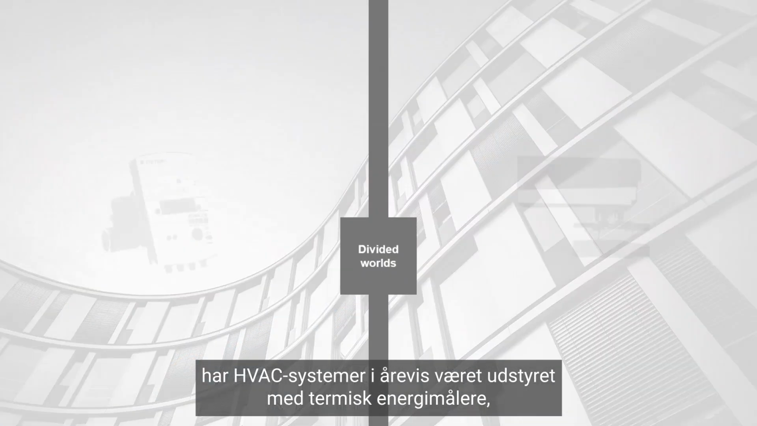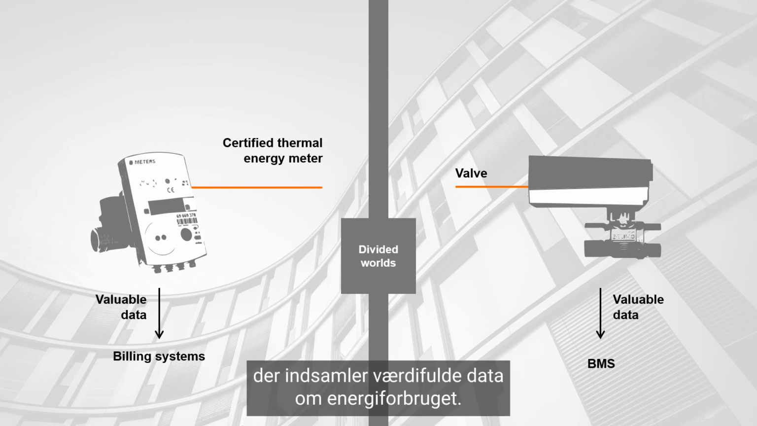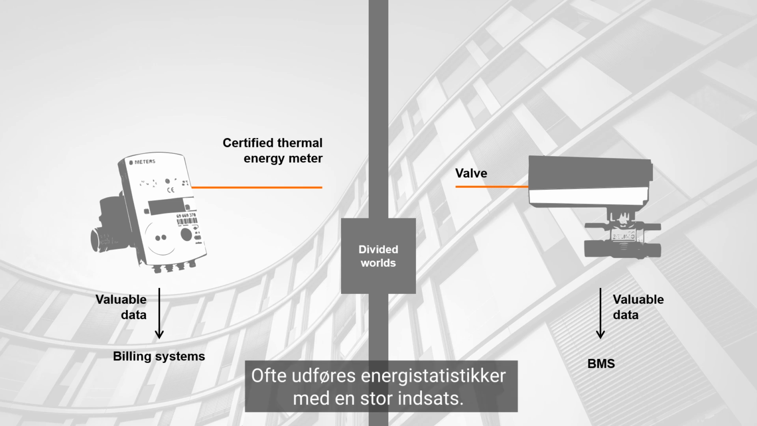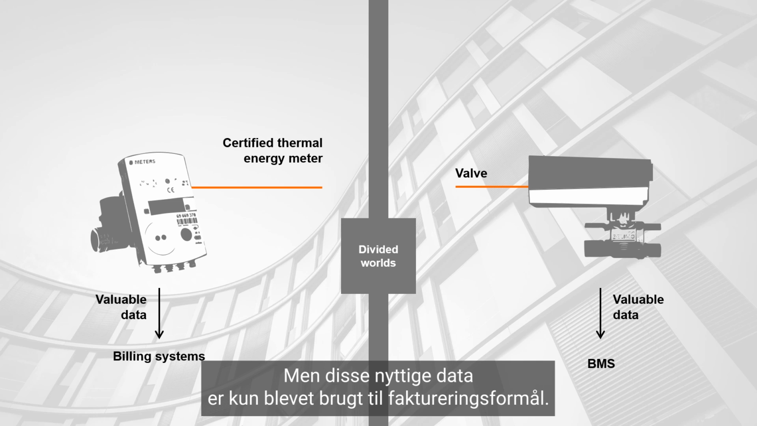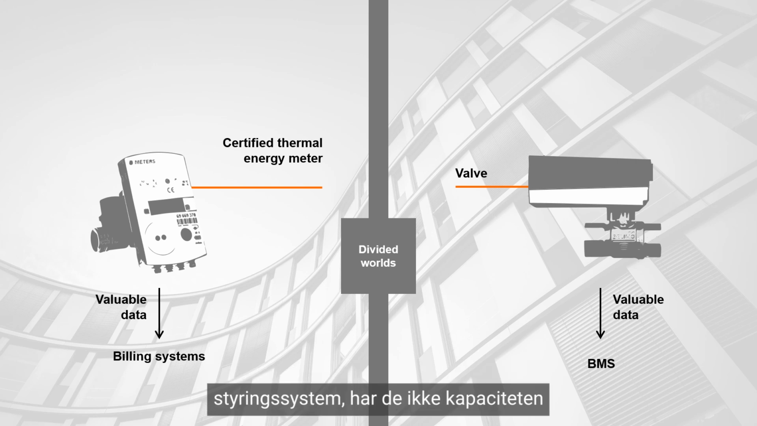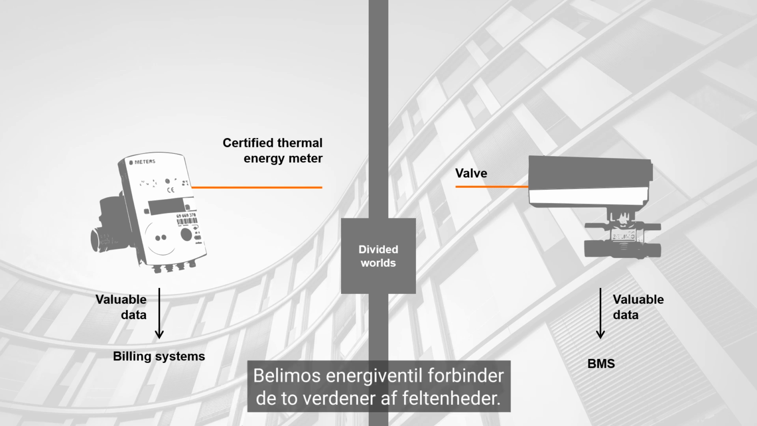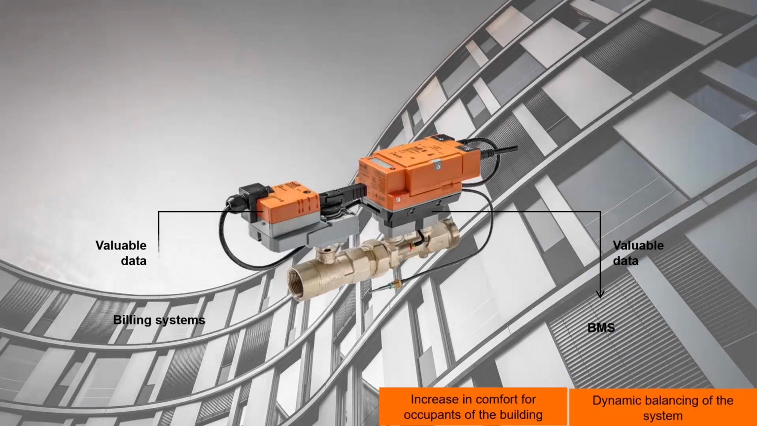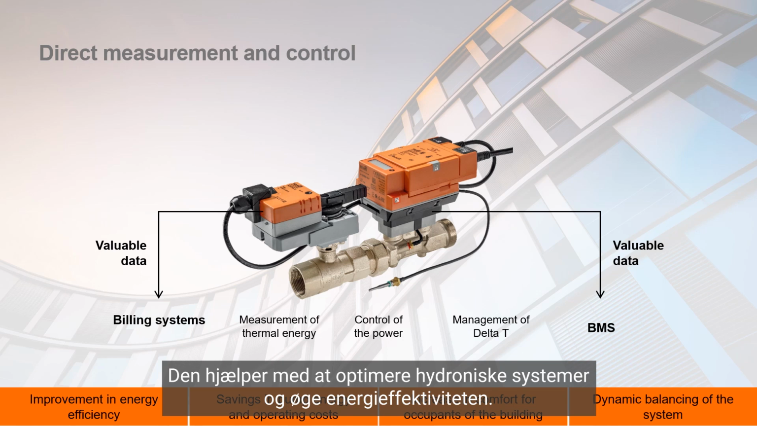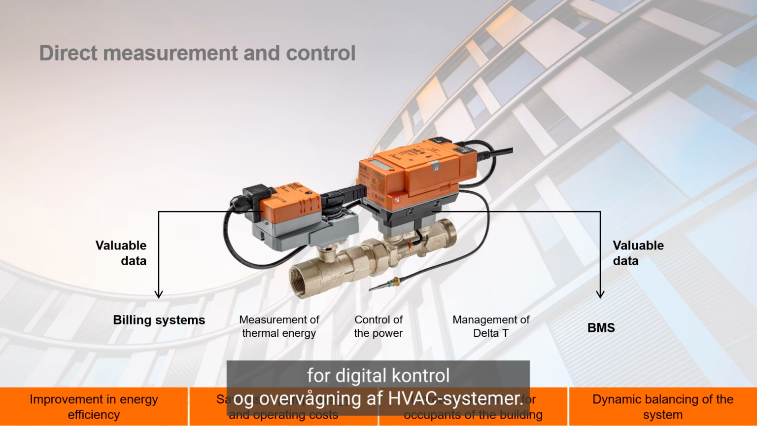As mentioned earlier, HVAC systems have been equipped for years with thermal energy meters that collect valuable data on energy consumption. Often, energy statistics are done with a lot of effort. However, this useful data has only been used for billing purposes. While control valves provide some data to the building management system, they don't have the capacity to take thermal energy information into consideration. The Belimo energy valve connects the two worlds of field devices. It helps to optimize hydronic systems and increase energy efficiency. Seamless integration and cloud services open new possibilities for digital control and monitoring of HVAC systems.